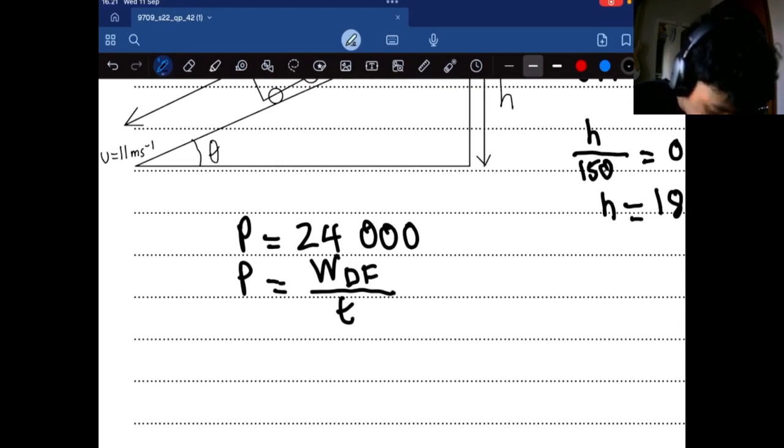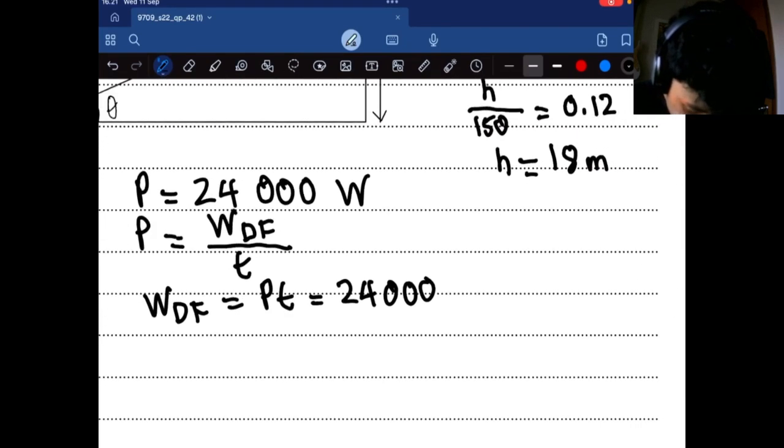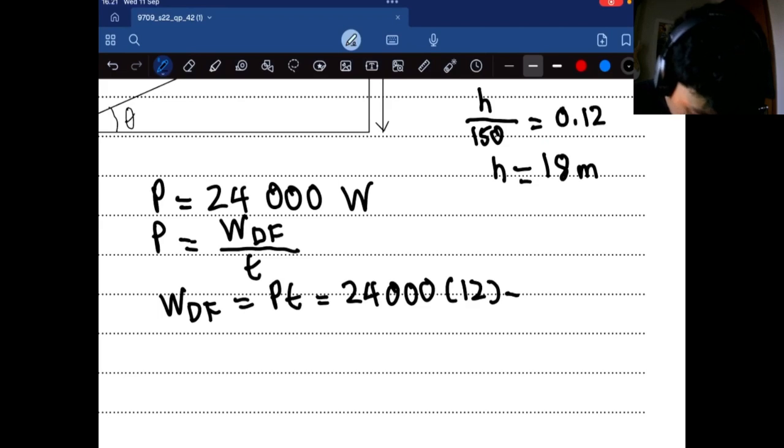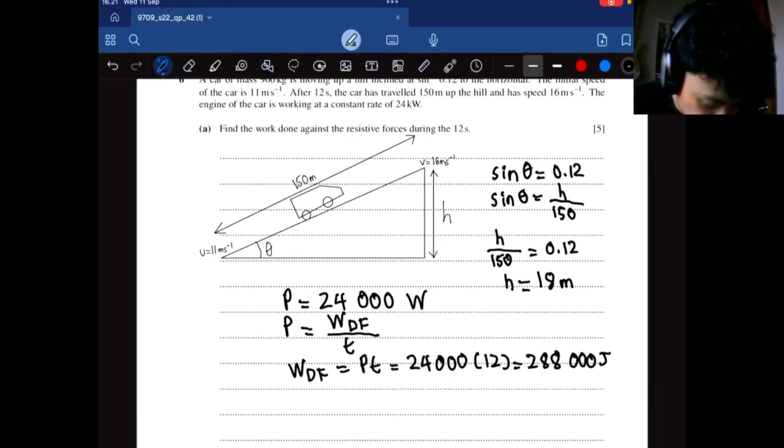Now, we can also rearrange the equation, so the work done by driving force equals P times T, which will equal 24,000 watts times 12 seconds, which will be equal to 288,000 joules. Okay, moving on. So we're asked to find the work done against the resistive forces during 12 seconds.